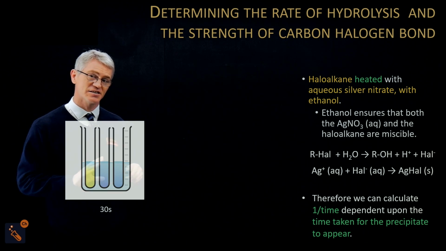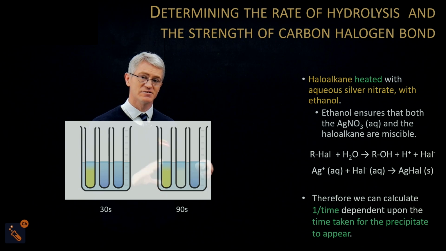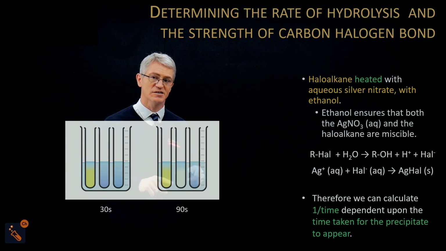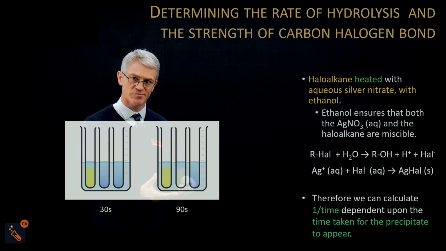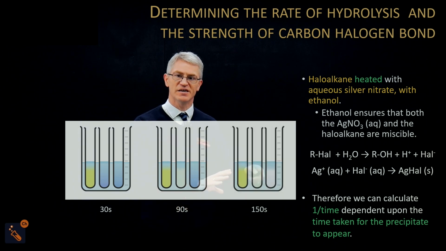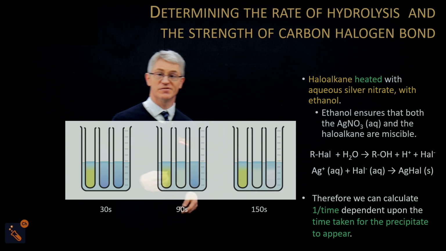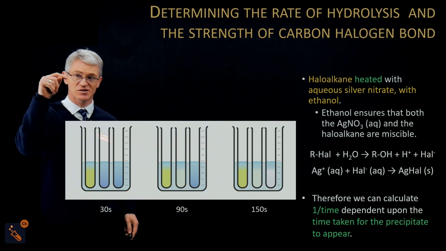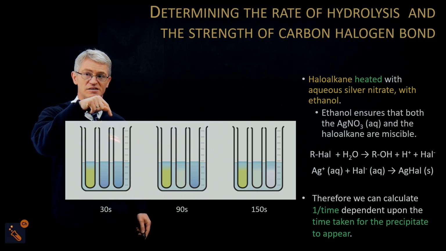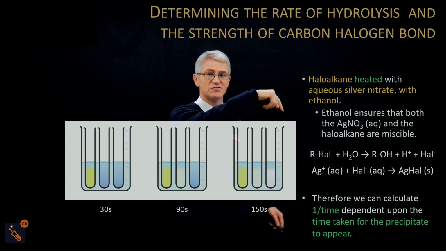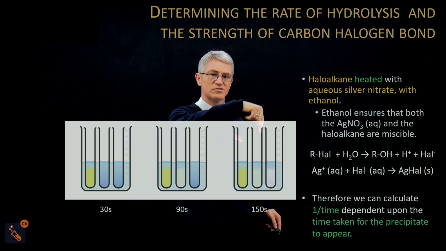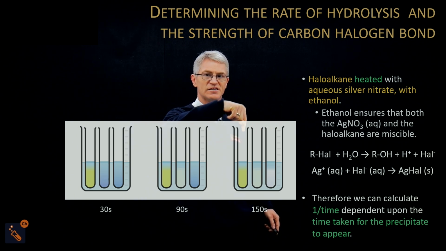That's after 30 seconds, and then after 90 seconds, you get this cream precipitate here, which is silver bromide. And then after 150 seconds, you get the white precipitate, which is silver chloride. So that means that there was a chloro in this one, there was a bromo in this one, and there was an iodo in this one. Or let's do it better with the colours. Here is your chloro, here is your bromo, and here is your iodo.